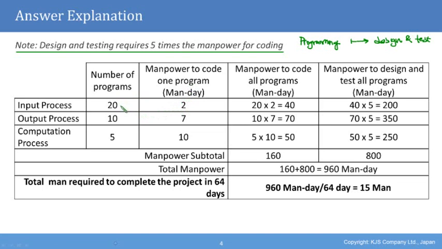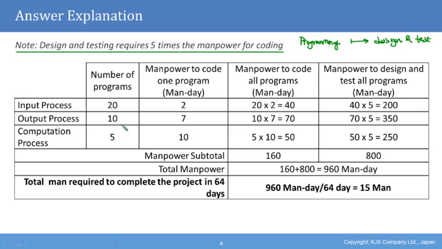If there are 20 programs that we need to do, and it takes 2 man days to do one program, then we can simply do 20 times 2, because there are 20 programs that need to be done, and it takes 2 to do one. So we do 20 times 2, which is 40. So the manpower to code all programs of the input process is 20 times 2, equal to 40 man days. And you can see that we do the same with the rest in this column.